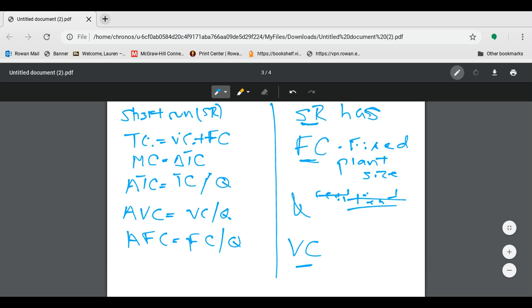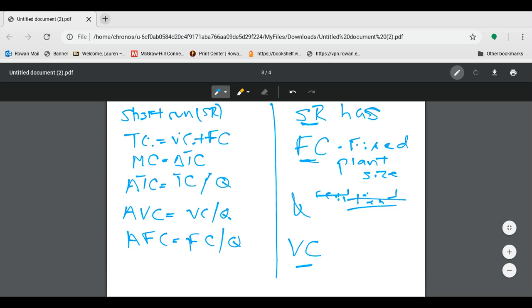Now, the variable costs are things that change very quickly. This might be the number of workers you have, especially if they're not on salary or something like that. So maybe one day you have 10 workers, the next day you have 15, next day you have 7. You can change that fairly easily.